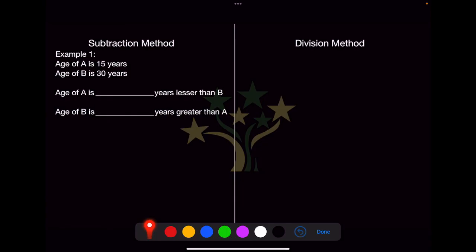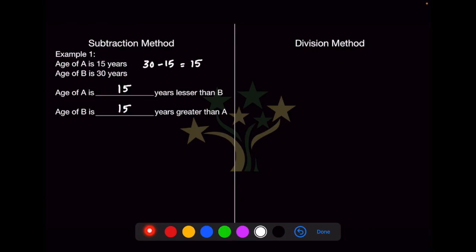This is one example where the age of A is given as 15 years and the age of B is 30 years. So by the subtraction method, what do we do? We subtract the greater from the smaller and we get 15. So the question is, age of A is dash years lesser than B. So we can say age of A is 15 years lesser than B. In other words, age of B is 15 years greater than A. So here you can see we have subtracted one quantity from the other.